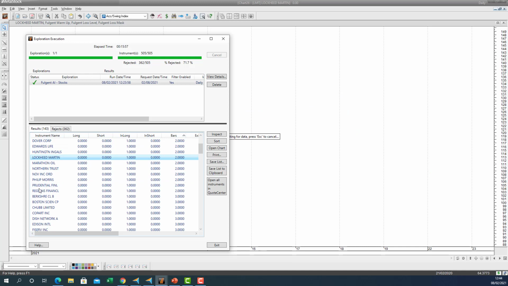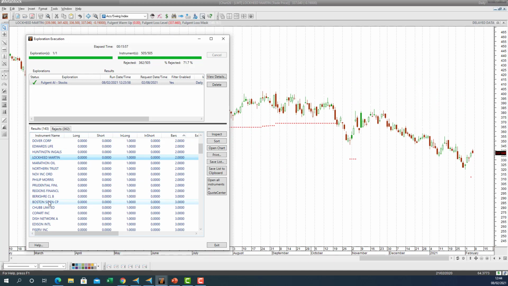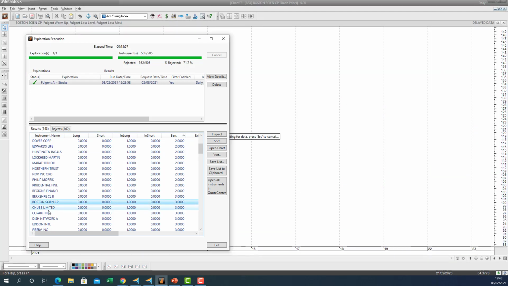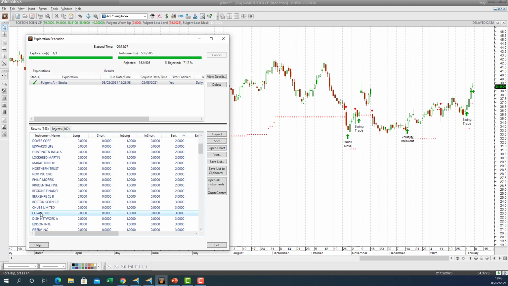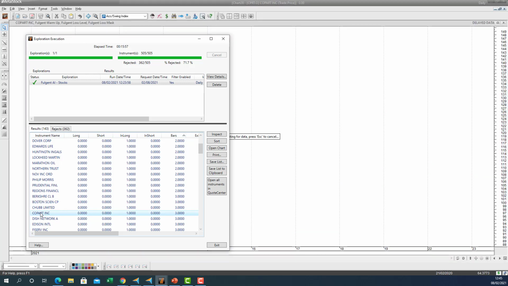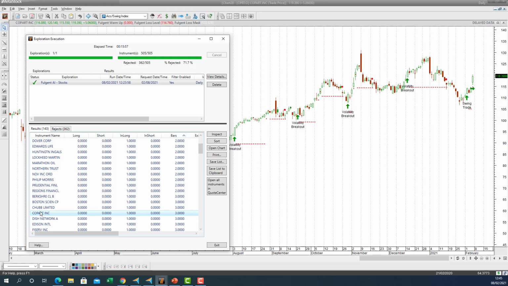Lockheed Martin, Boston Scientific, there we go, swing trade there. Boston Scientific also, a whole list of new fresh ideas to add to the watch list. And we can see Copart also, classic swing trades, great.